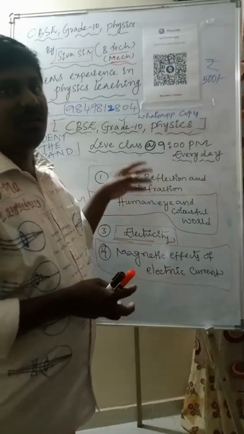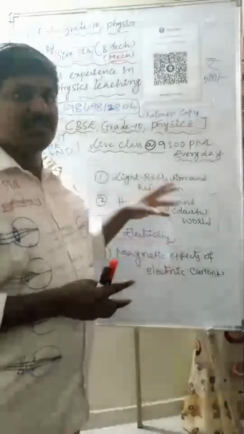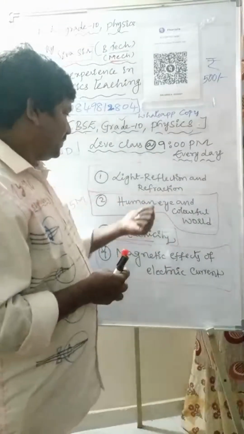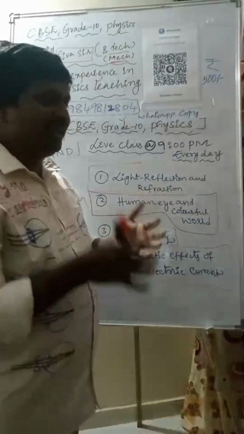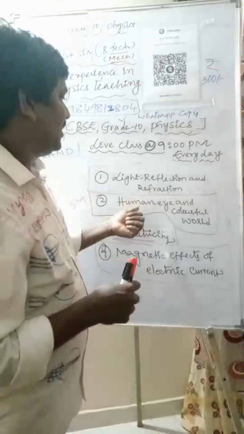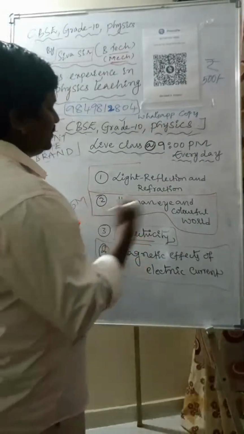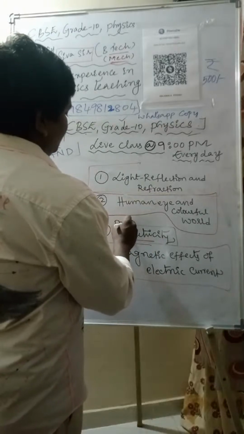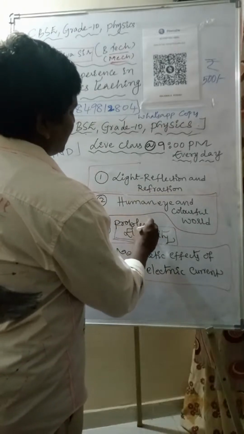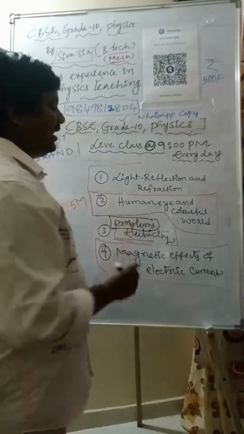These four chapters we need to work a lot on, because they are very important, and especially the human eye. It's a very easy chapter, so you can easily get marks from the human eye and colourful world. From electricity we have to do problems; there is a 50-50 chance, as I already said. Problems we have to do along with the theory.